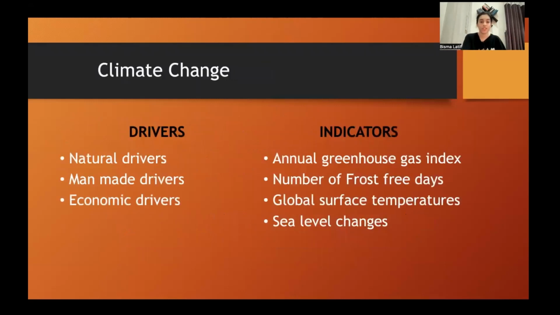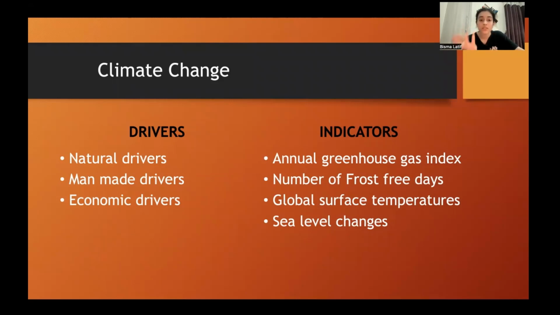Moving forward, these are the drivers and indicators of climate change. Drivers are divided in 3: natural drivers, man-made drivers, and economic drivers. Natural drivers can be plate tectonics, solar radiation variations, volcanic activity, etc. Man-made drivers can be chlorofluorocarbons, emissions of ozone, aerosols, and GHG emissions, ozone depletion, urbanization, population explosion. So these are the drivers.